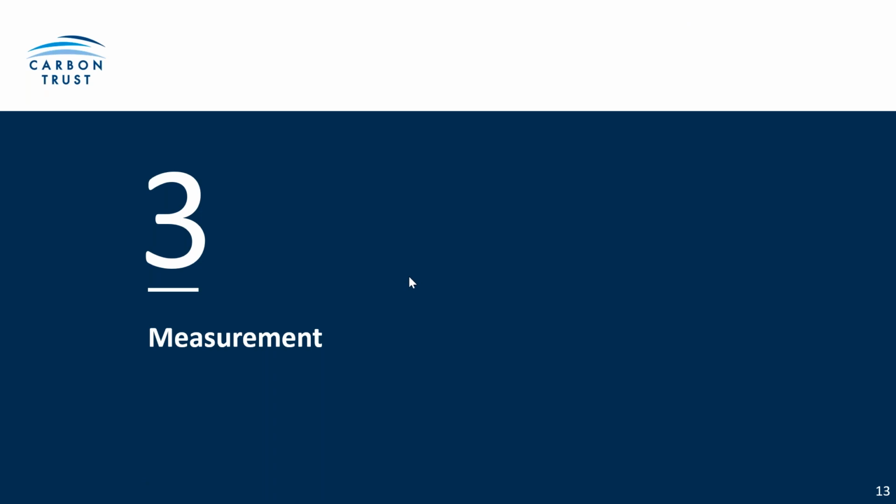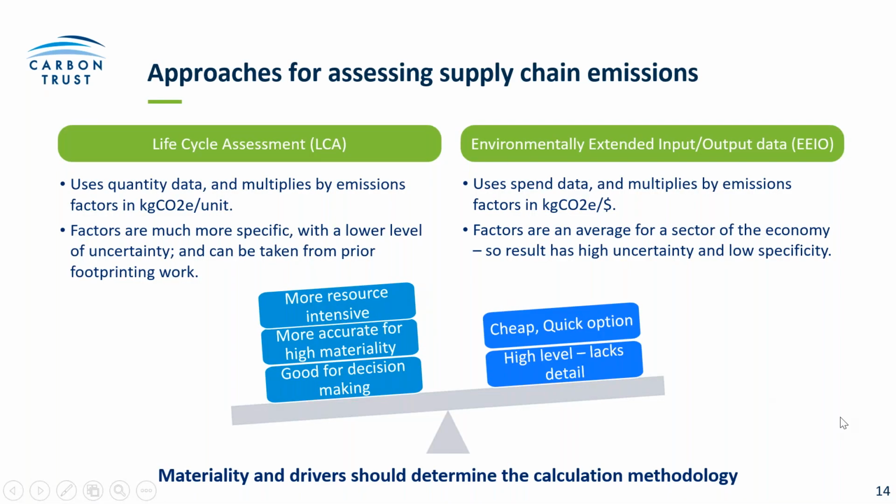Brilliant, thanks, Rob. So in this next section, we're going to discuss how we actually measure your Scope 3 footprint, the different methodologies that are available to us to do this, and some of the benefits and disadvantages of each. So to calculate your Scope 3 emissions, first of all, you need to know the emission factor for the source of the emissions that you're analysing.